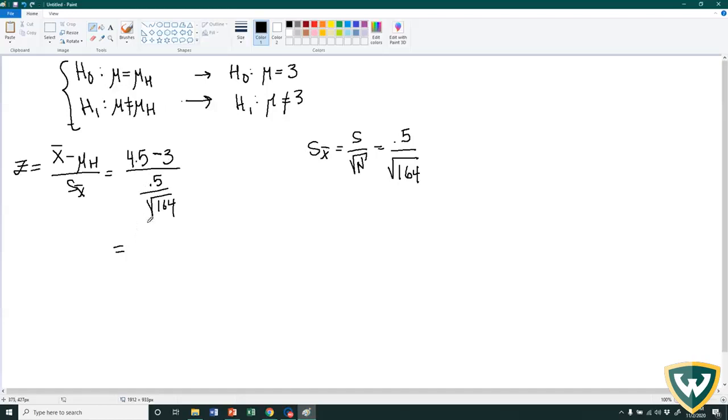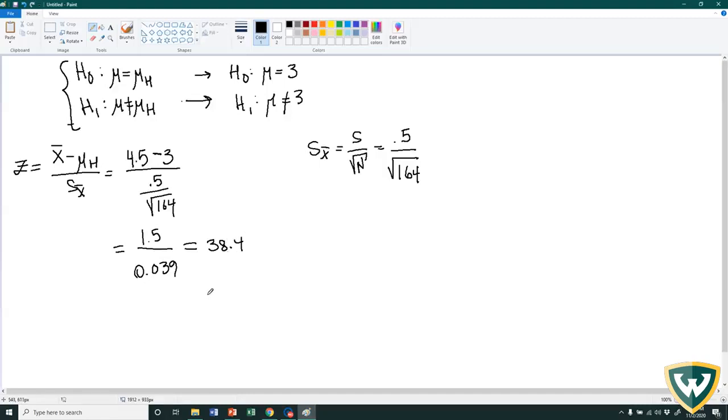And then we have to solve for this. 4.5 minus 3 is 1.5. And then we have this number equaling 0.039. I did that on the calculator. And then that equals 38.4.